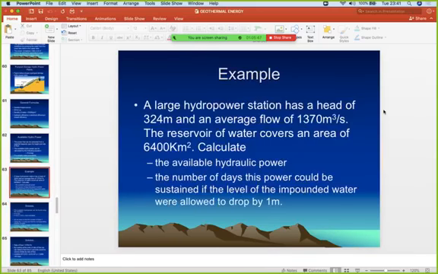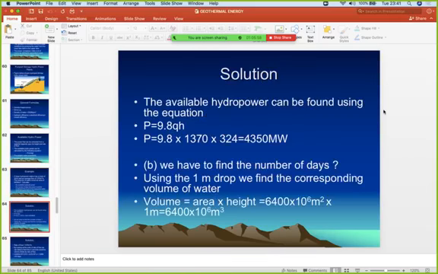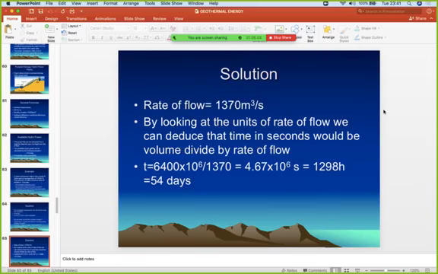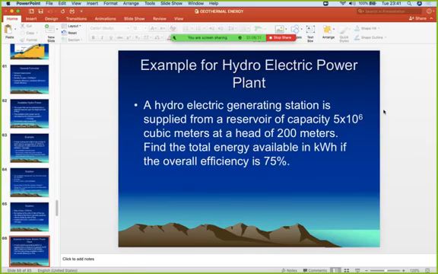That the question is the number of days this power could be sustained before the water is allowed to drop 1 meter. The 1 meter is already stated here, so that's the number of days when you reach a drop of 1 meter. Okay, I will just send you the copy aside from giving you the discussion, because this will also apply to other uses.